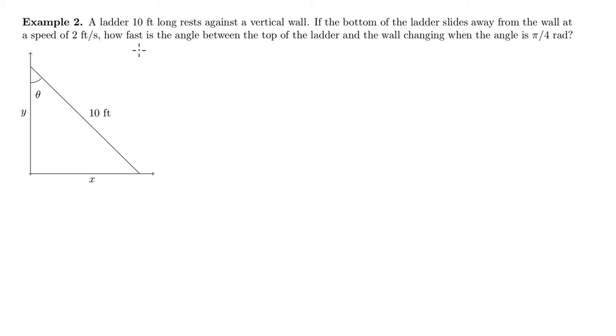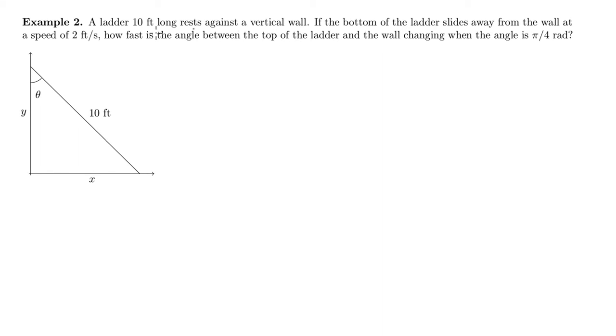I mean, we're assuming some ladders actually will extend out, but let's assume that this is a rigid 10-foot ladder. And then the height above the ground where it meets the wall, we're calling y. And then the distance away from the wall horizontally is x. Okay. So what do we know and what are we looking for?